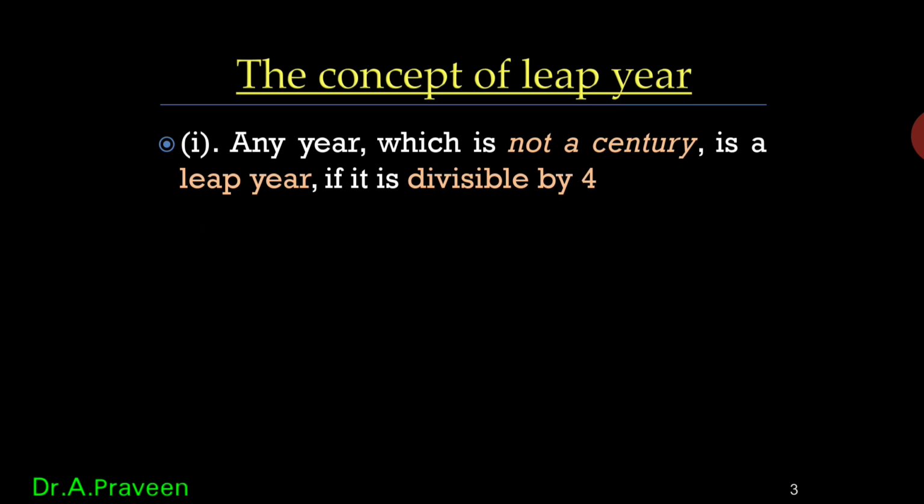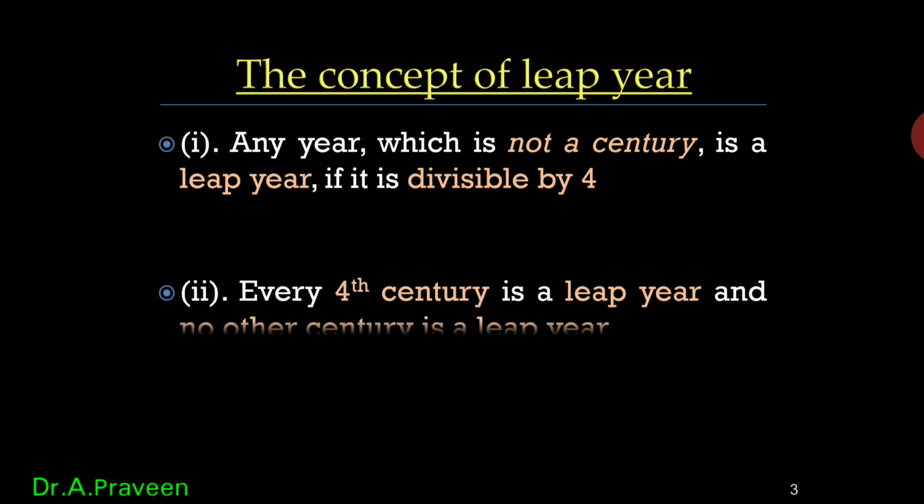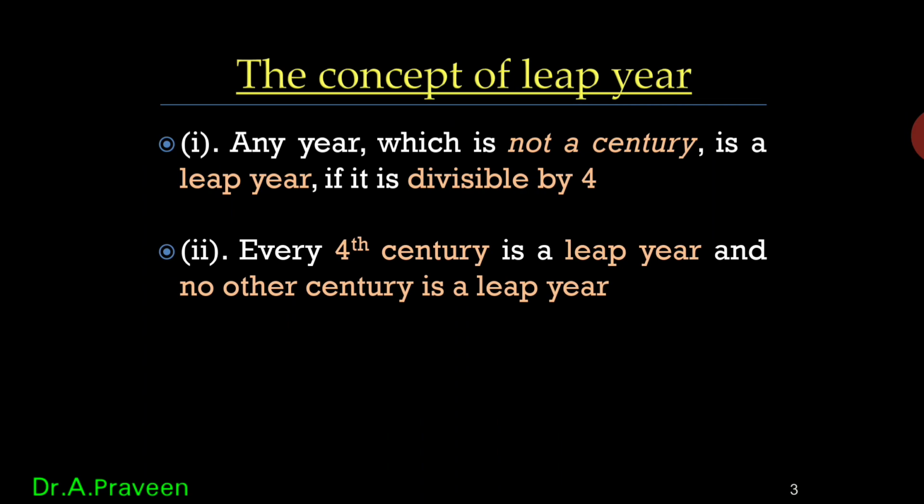Any year which is not a century is a leap year if it is divisible by 4. In the case of a century, every fourth century is a leap year and no other century is a leap year.